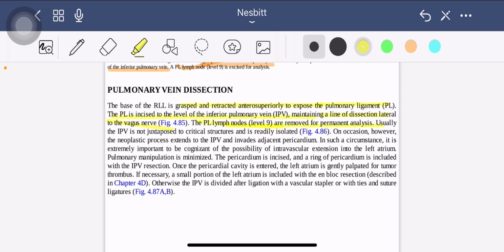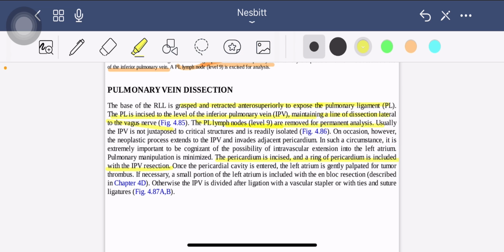On occasion, however, the neoplastic process extends to the inferior pulmonary vein and invades adjacent pericardium. In such circumstances, it is extremely important to be cognizant of the possibility of intravascular extension into the left atrium. Pulmonary manipulation is minimized. The pericardium is incised. A ring of pericardium is included with the inferior pulmonary vein resection.